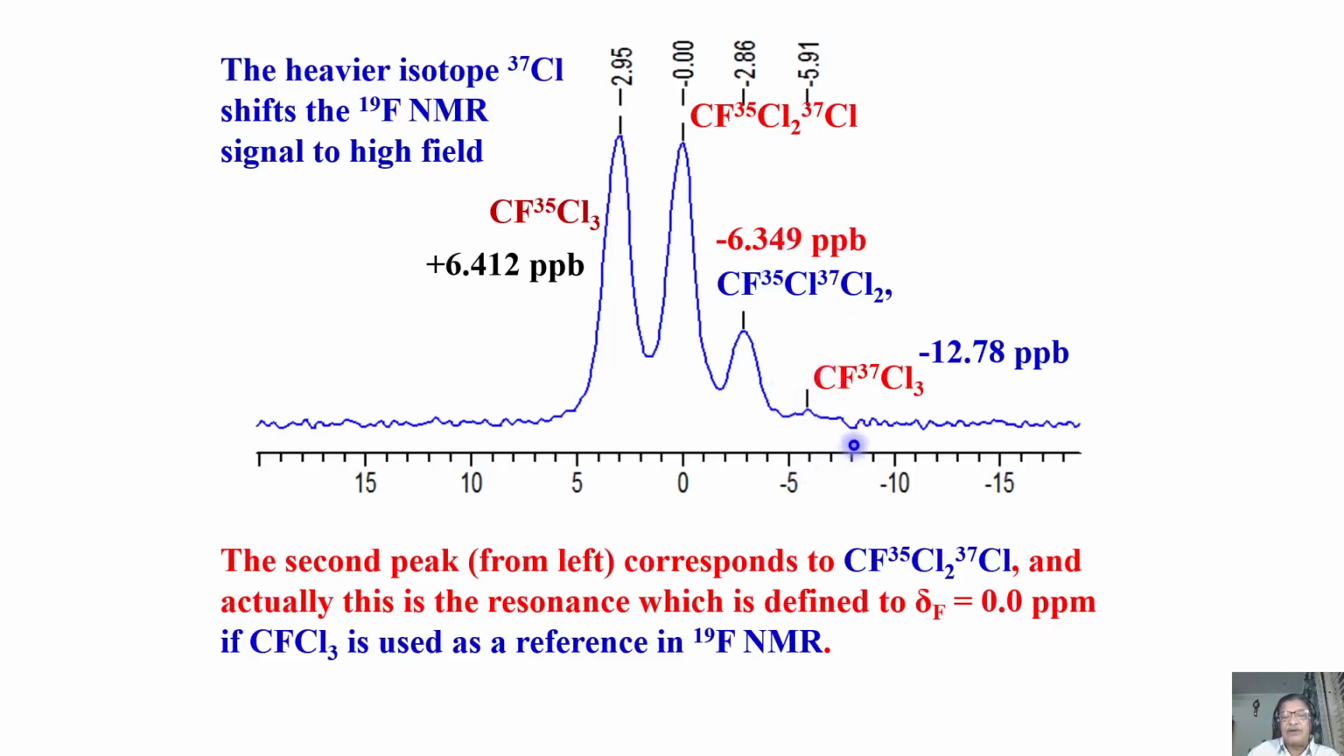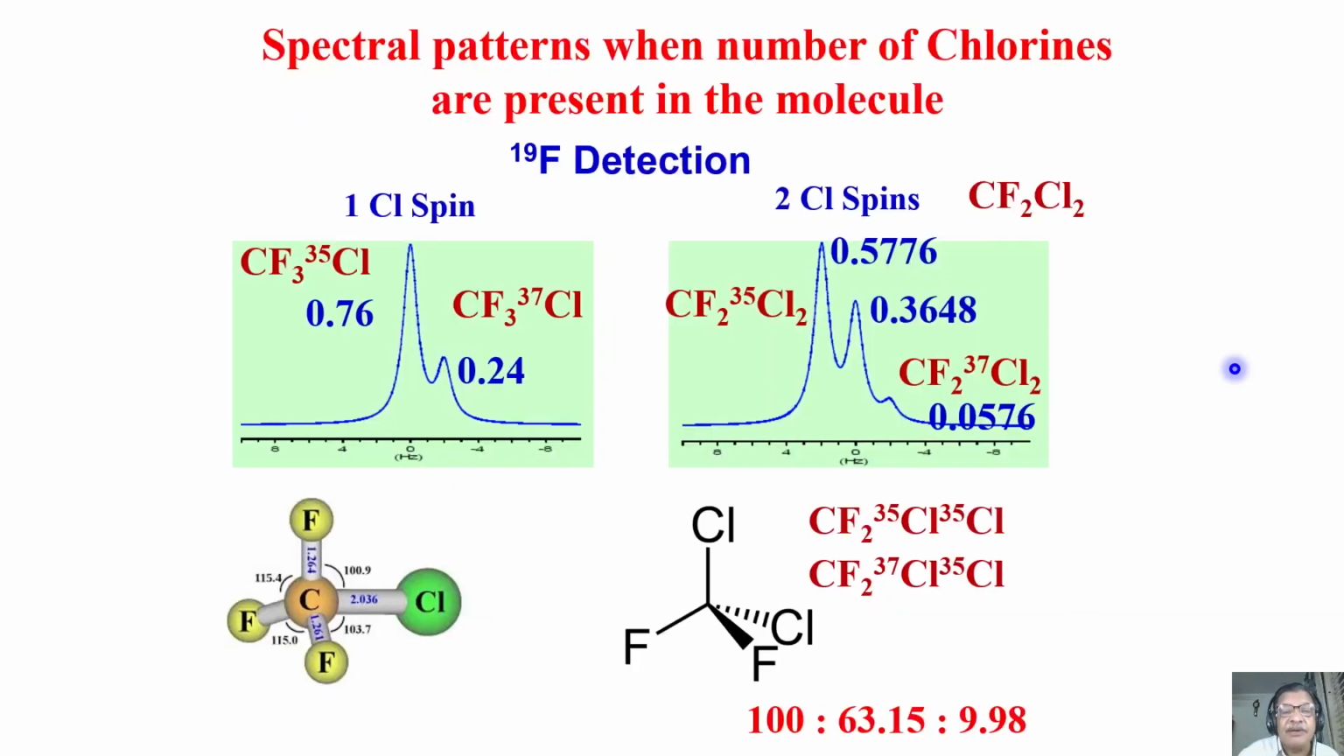And to take this one, because now all the 3 are chlorine 37, it has shifted by 12.78 ppb. See, this is the peak which we always use as a reference in fluorine. That's why we took this as 0, where chlorine 35 is 2 and only 1 chlorine 37 isotope. With respect to this, how much the peak has shifted, we can calculate. And shifting the positions of the peaks because of the isotopic substitution is always expressed in parts per billion.